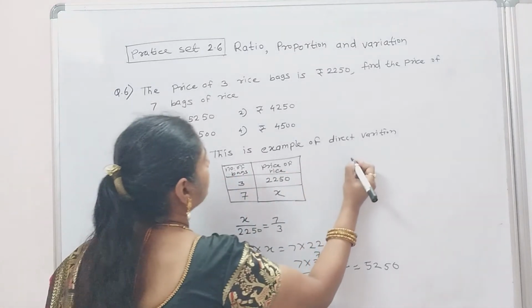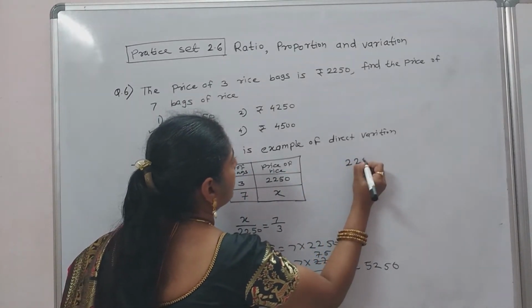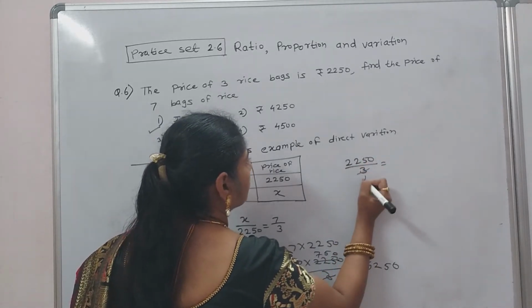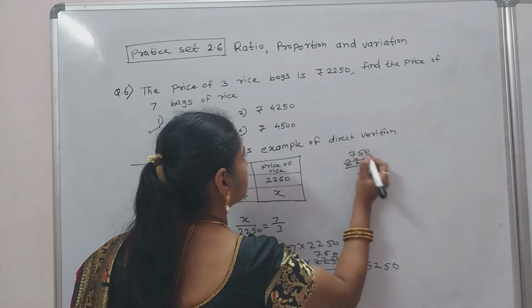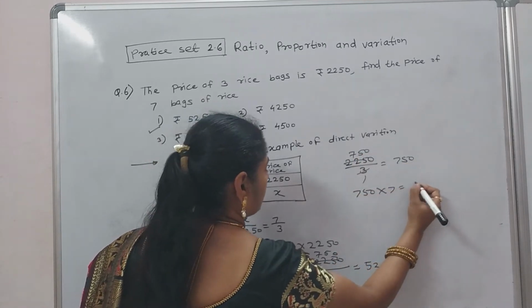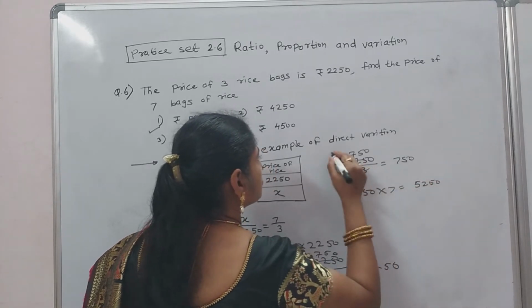Or in short, you must do that 2250 divided by 3. Price of 1 bag 750. So price of 7 bags 5250. This is the shortcut method.